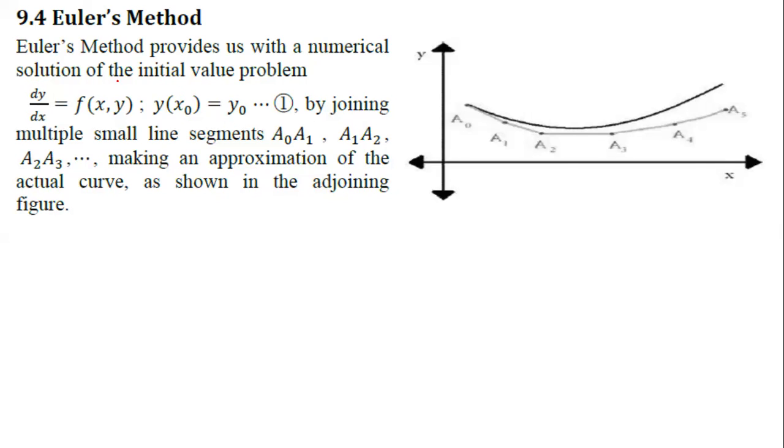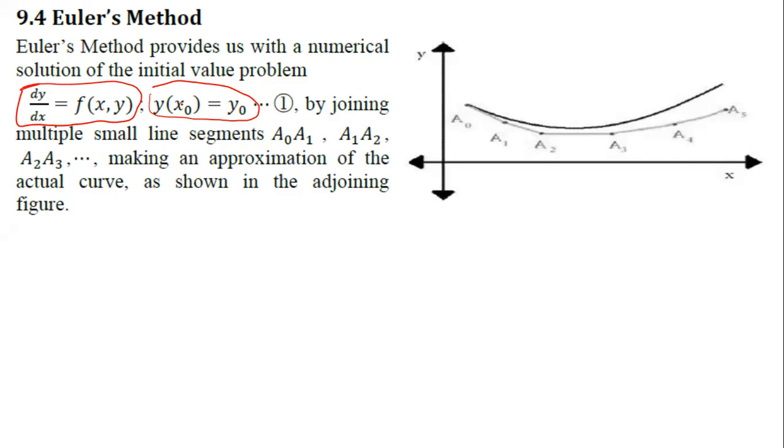Let's say we have a differential equation of this form. It's a first order differential equation, f(x, y), it could be any function. And let's say this is the initial value condition. That means at x naught, your y value is y naught. So x naught and y naught are the two initial values, the y value at x naught.